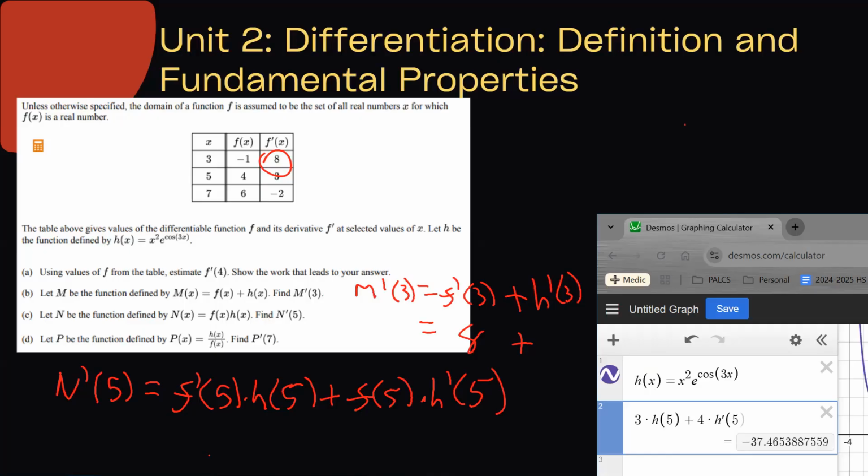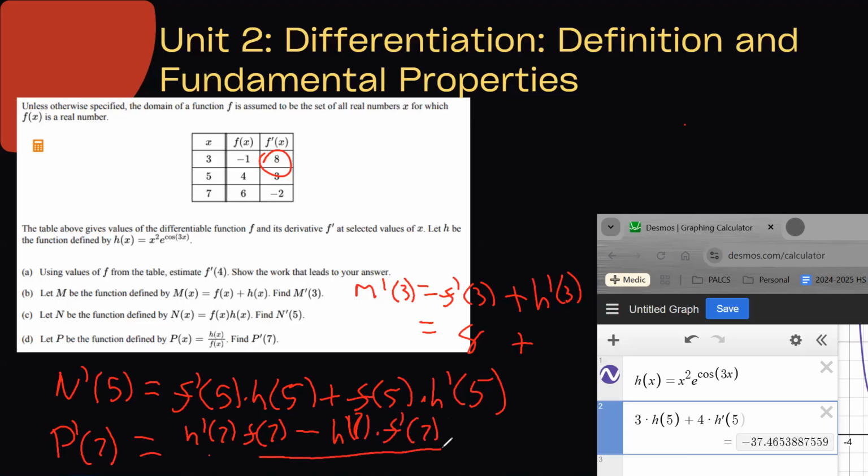And finally, part D, let p be the function defined by p of x equals h over f. Find p prime of 7. For this one, we have to use the quotient rule. So it'd be h prime of 7 times f of 7 minus h of 7 times f prime of 7, all over the denominator squared, so f of 7 squared.